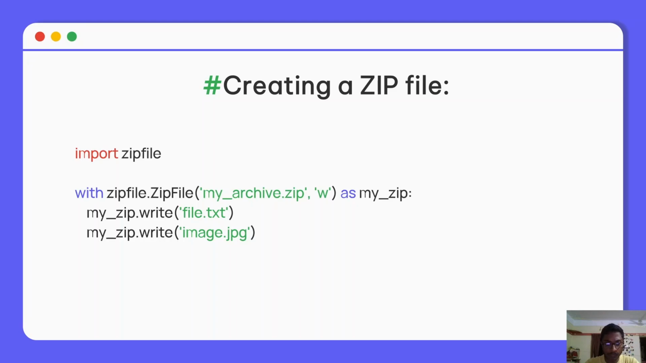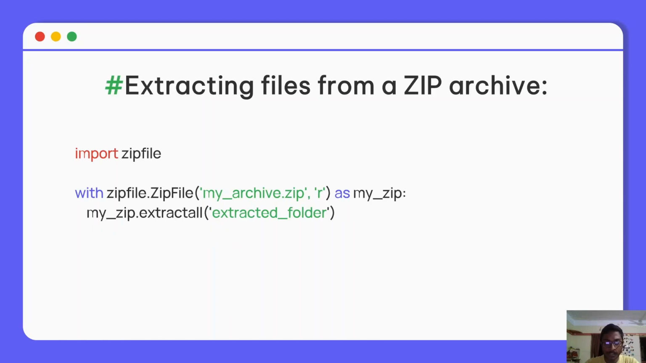In the third line, we have my_zip.write file.txt. I am inserting a file.txt file. This file will be compressed and stored in my zip file. Similarly, we have another file, an image file. Even the same image file will be compressed and stored. We are heading to a second program here.